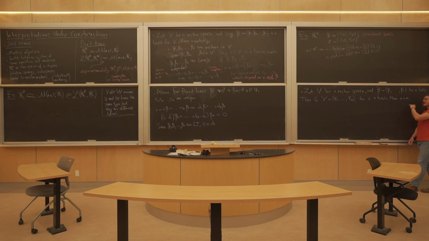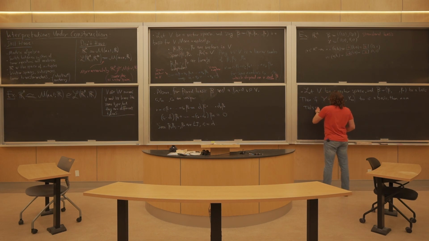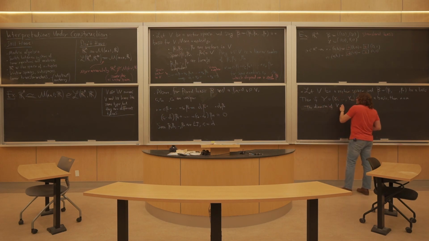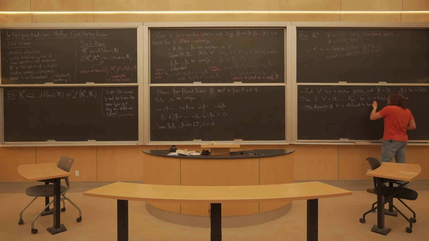And once you have this number that is constant, regardless of the basis you're using, it is called the dimension of the vector space. So this constant, let me write it like this. The dimension of V is defined to be this constant integer.